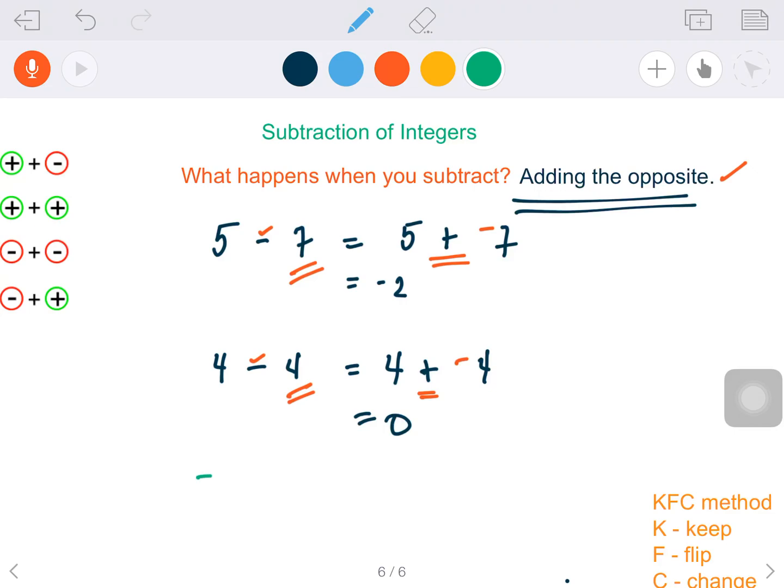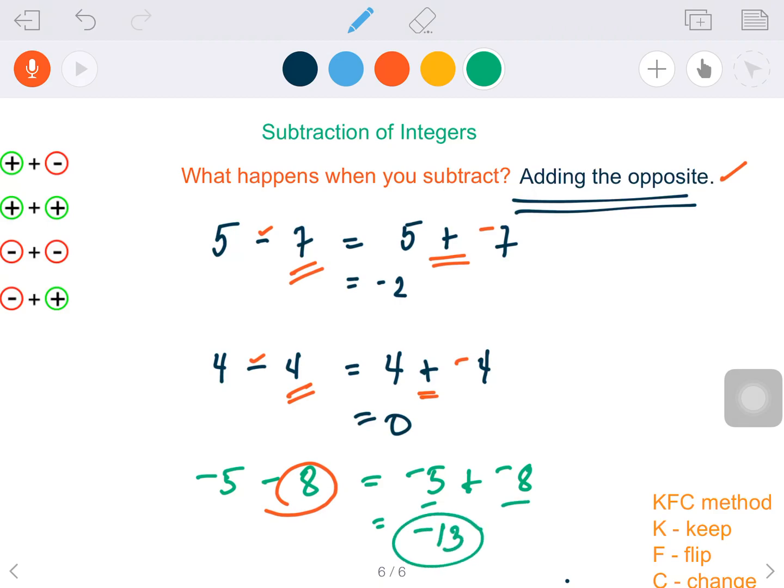Alright, let's have another example. What if you have negative 5 minus 8? Going back to the concept of subtraction, which is to add the opposite, we have negative 5 and we add the opposite of positive 8, which is negative 8. Since they have the same sign, the answer is negative 13. So we go back to the rules of addition.